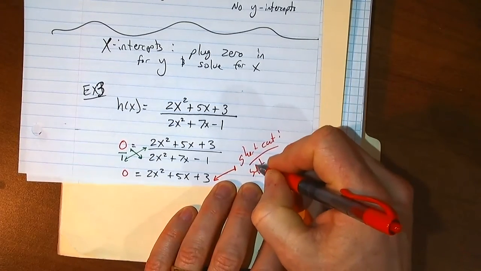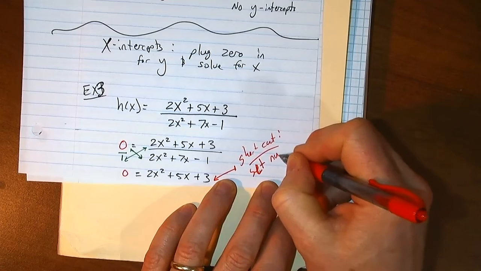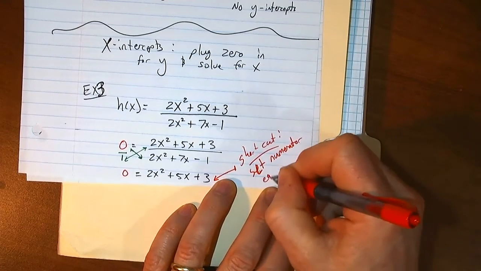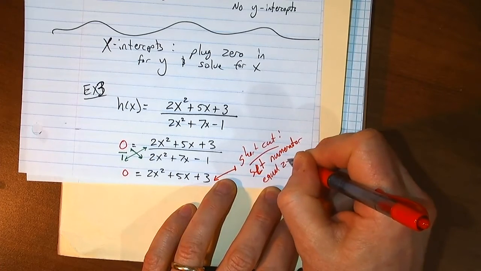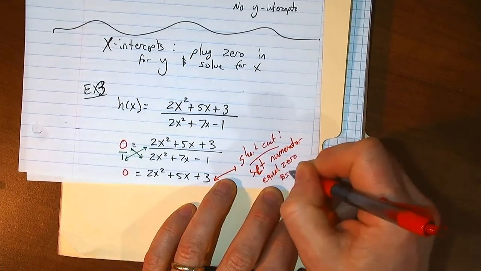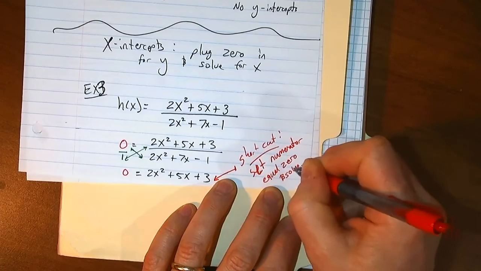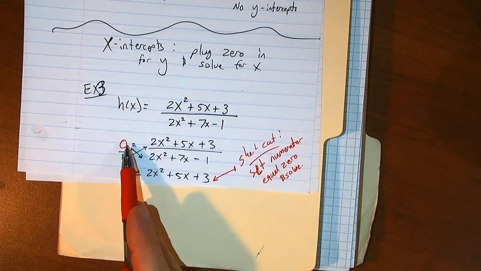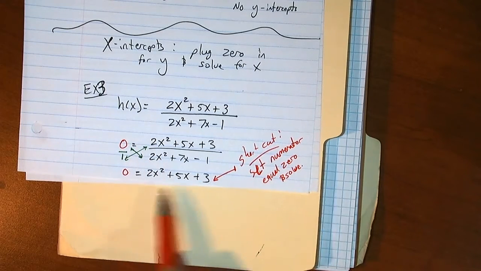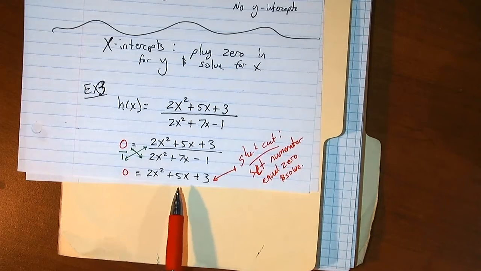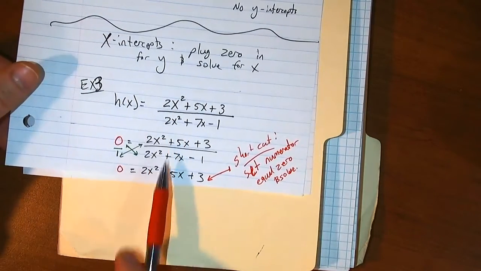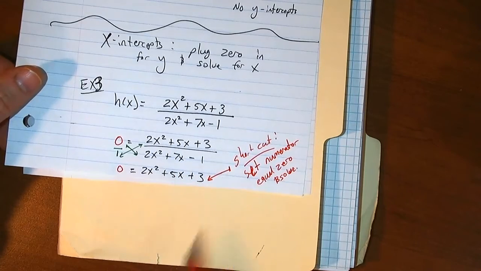Instead of setting the whole fraction equal to 0, set just the numerator equal to 0 and solve. Now, if that feels like just one too many things for you to remember, then just do it the way we've always done it. Plug in 0 for y, cross multiply, and you're going to end up with that sooner or later anyway. Okay, so that's fine to do this work, but it's also fine to just start right there as a shortcut.